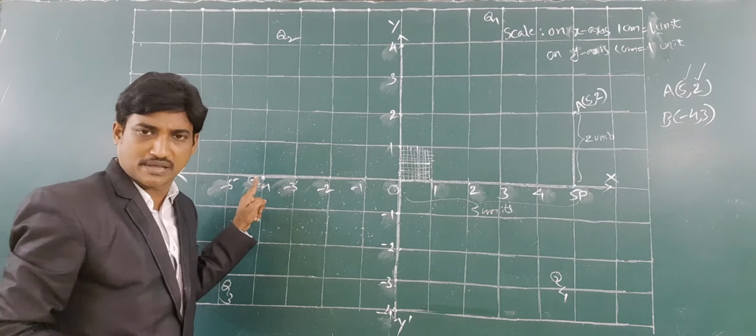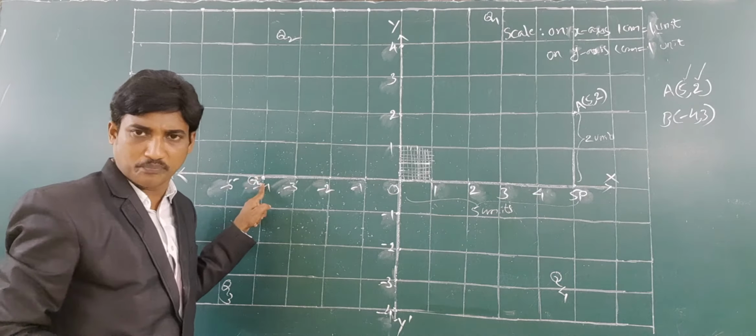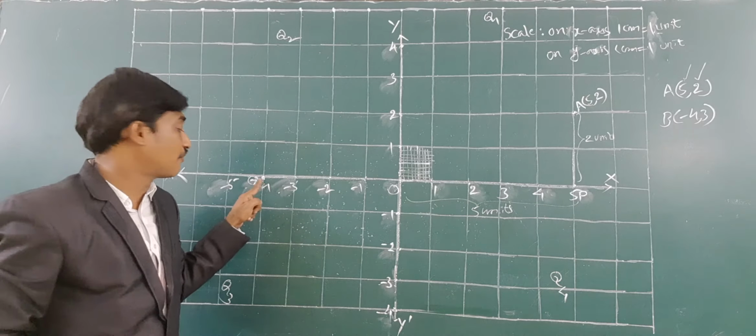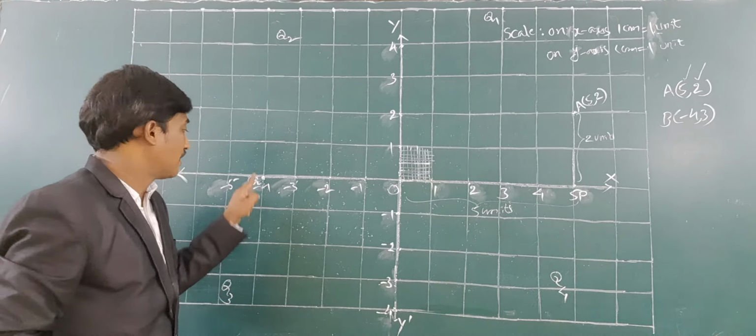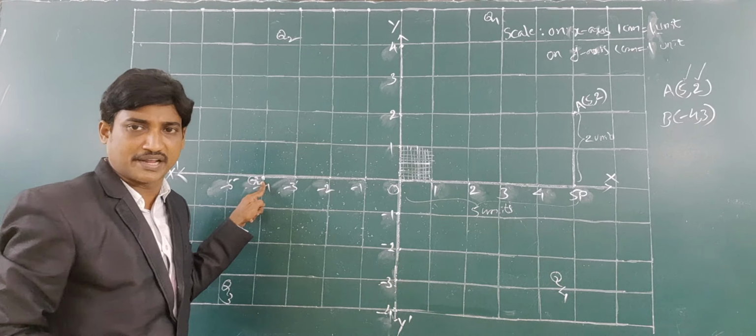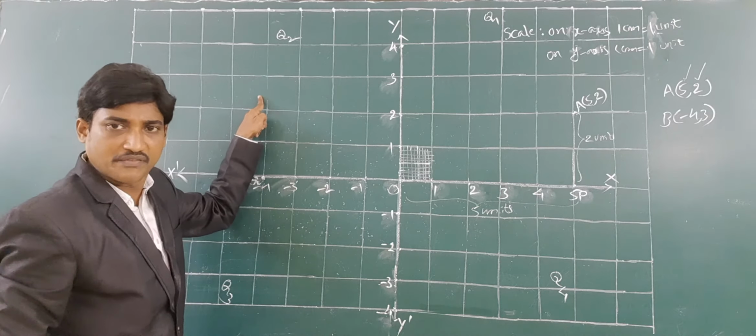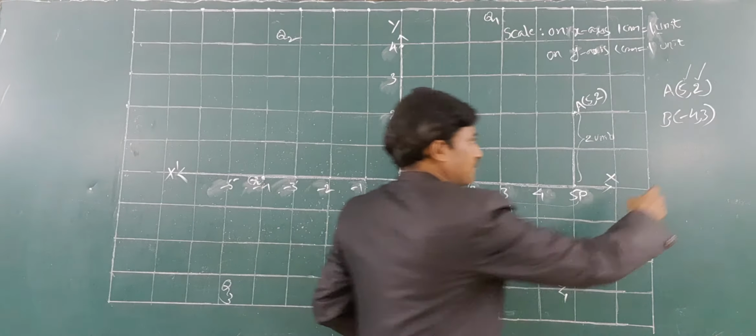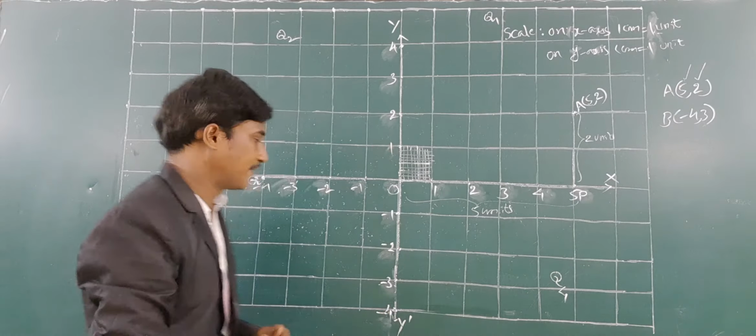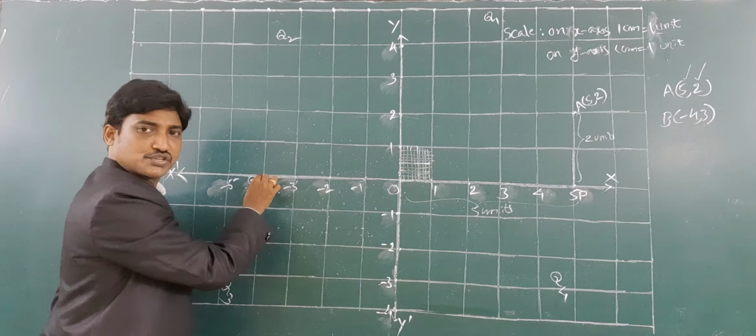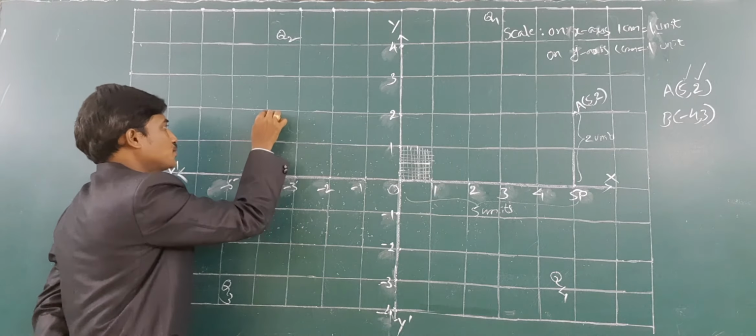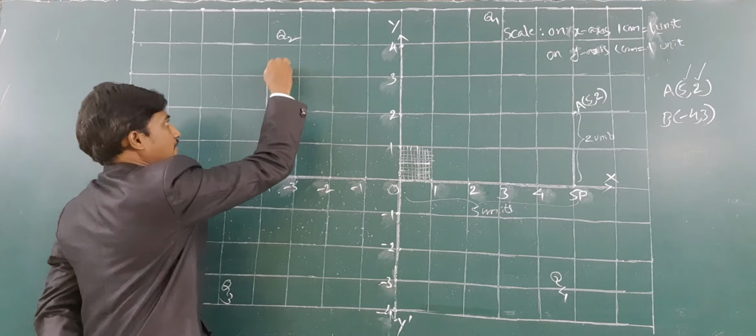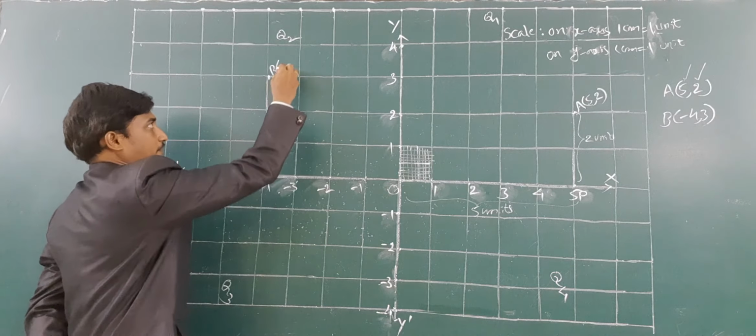Let us say the point we reached is Q, then move vertically. Whether we need to move upward or downward: if the second coordinate is positive, move upward. If the second coordinate is negative, move downward. What is the second coordinate here? 3, which means plus 3. As the second coordinate is positive, move upward 1, 2, 3 units. Let me take this point as B, (-4, 3).